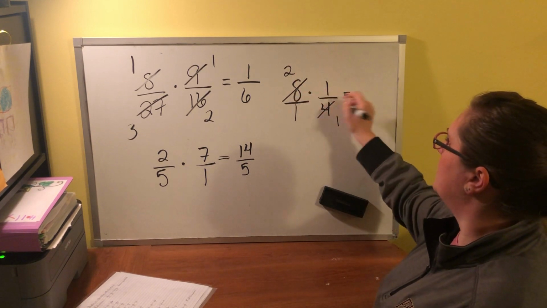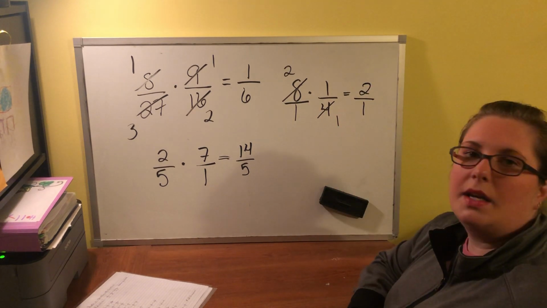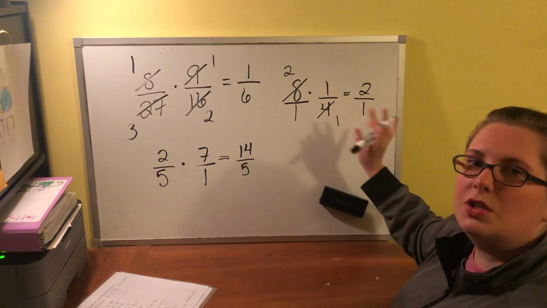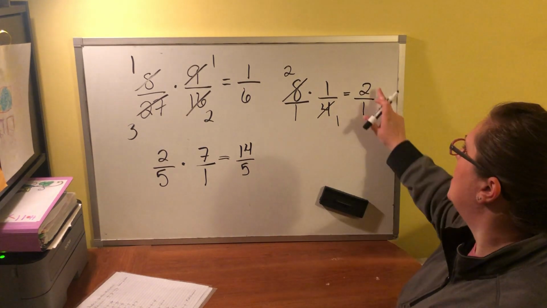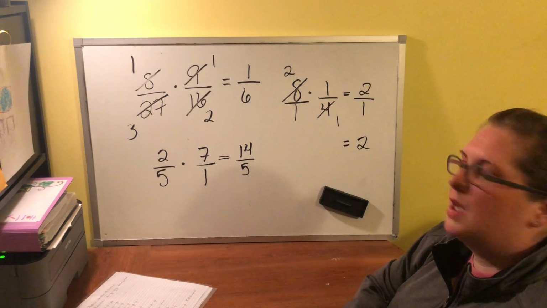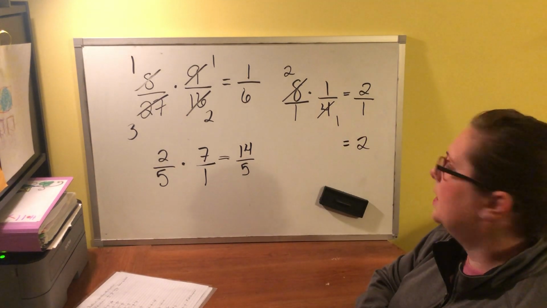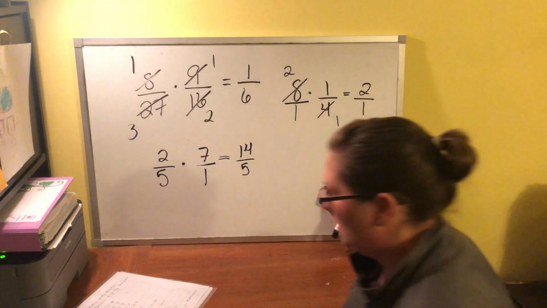So I have 2 times 1 is 2. 1 times 1 is 1. And I can reduce that, right? Because this is essentially a division problem. Remember, fraction problems are division problems. 2 divided by 1 is the whole number 2. Okay, so that should be reduced to a whole number 2. All right, so that's multiplication.